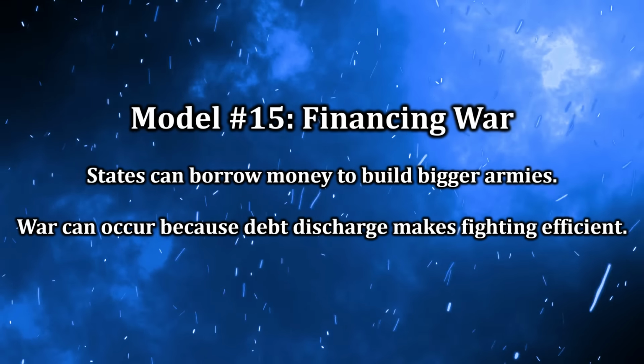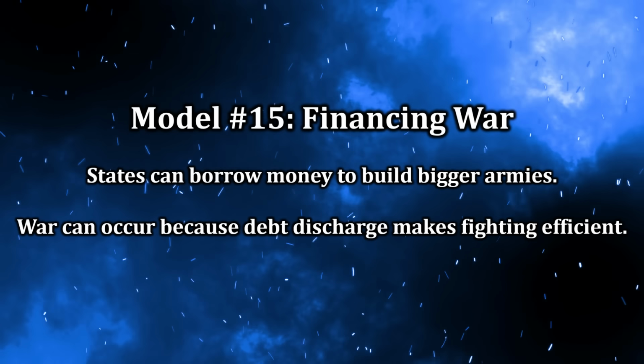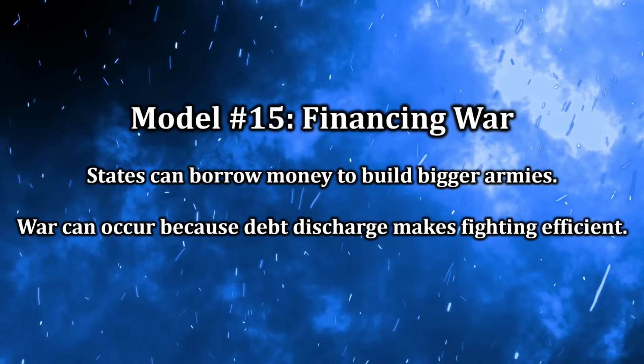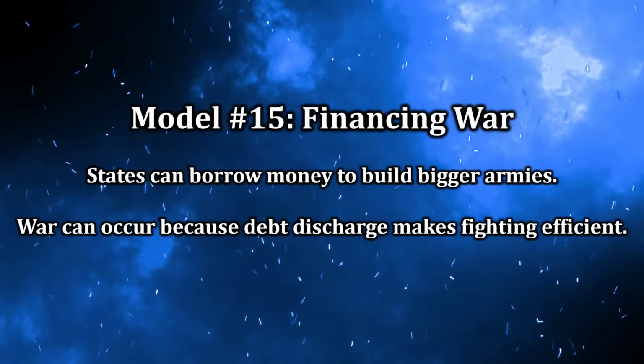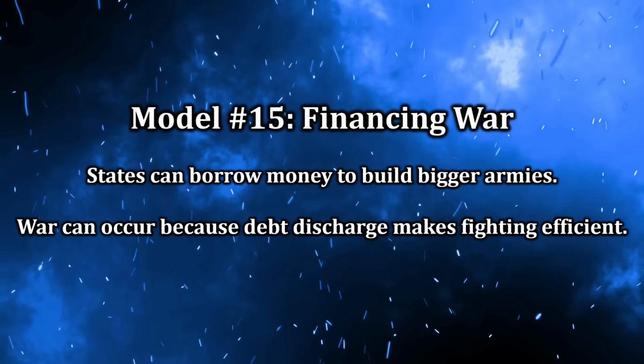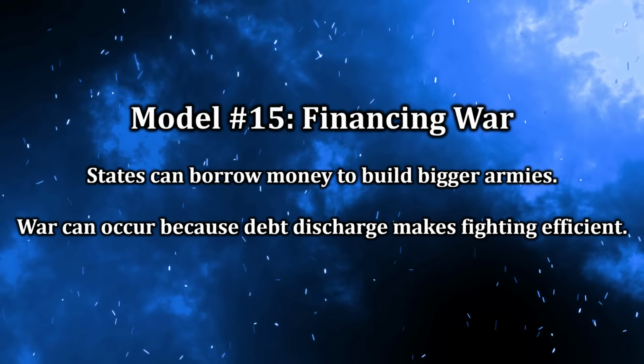Model number 15. Financing war. What if states can borrow money to fund their war effort and can default on the debt payments if they lose, presumably because they no longer exist? War can become efficient now because of the debt discharge, thereby rendering a settlement impossible.